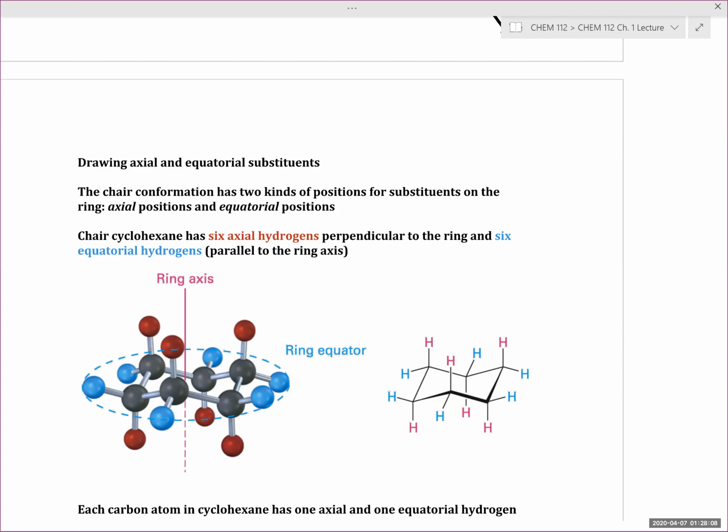Okay. So we call these hydrogens axial hydrogens because they're both above and below the ring axis.